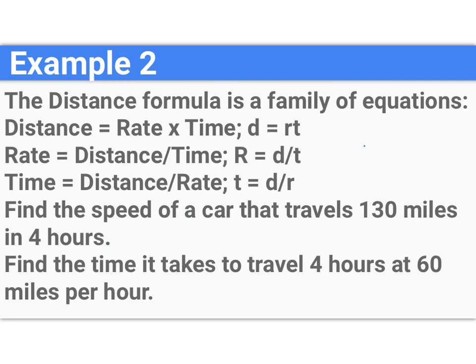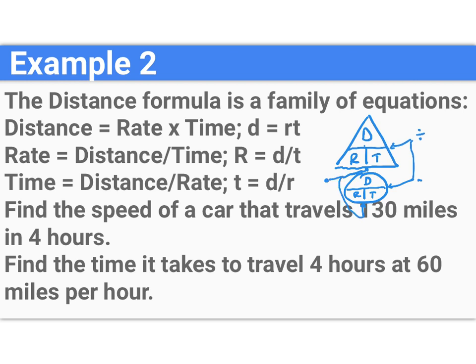Okay, let's look at example 2. Distance equals rate times time. So now watch this. Your science teachers will give you a little triangle for distance equals rate times time, or a circle, doesn't matter, where a vertical line means multiply, and a horizontal line always means divide. So divide here and multiply there.